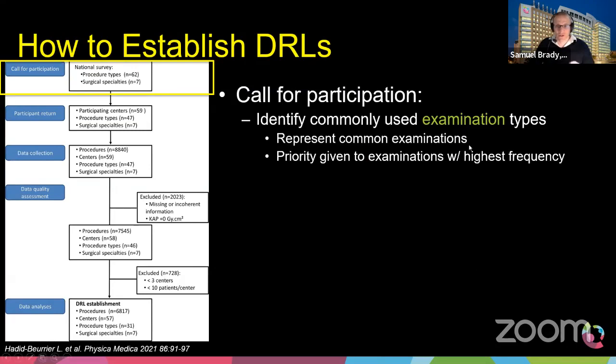The next thing you need to do is identify common exam types. Now, it's kind of easy to do this. You can look at, say, the top 10, maybe 15 or 20 types of exams per imaging modality, and those can be the ones that you start establishing DRLs. We'll talk about them in a minute, the numbers of exams you should use to calculate your DRL, but you do need a sufficient number to get good statistics. And so it's always helpful to start with some of your highest imaged protocols.